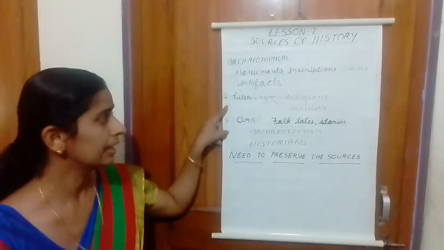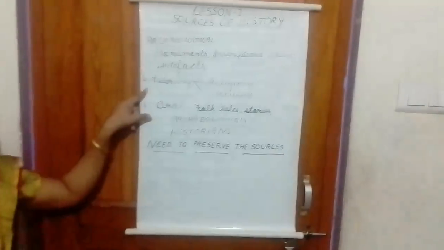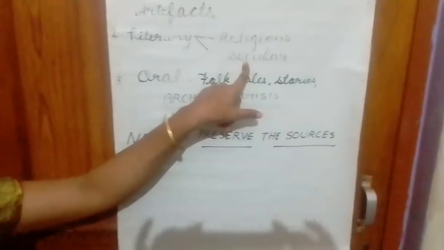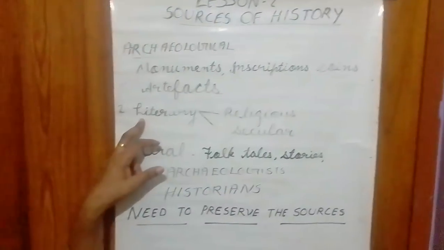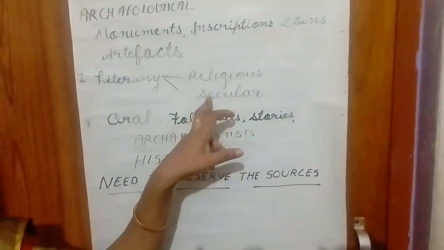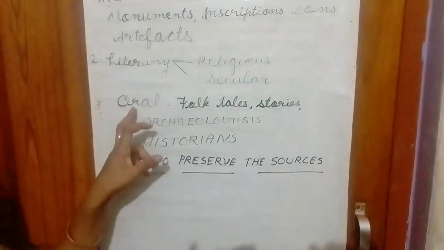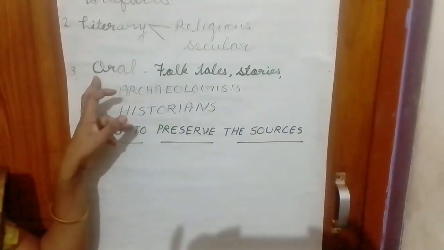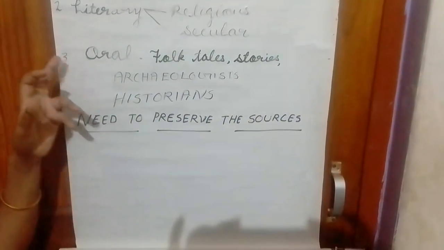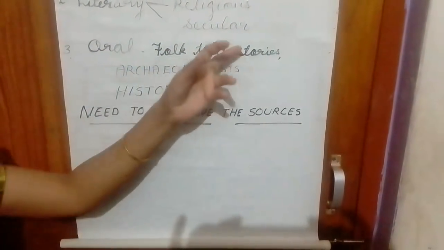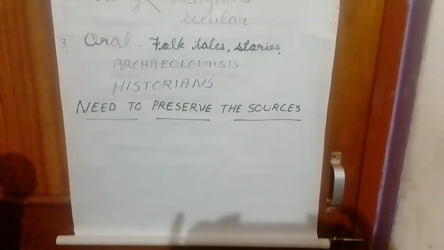And the second point, literary sources, which are of two types: religious literature and secular literature. And the third one, oral sources, that is folk tales and stories. What are the oral sources? Information about the past that we get from people talking about their experience. Folk tales and stories are examples of oral sources.